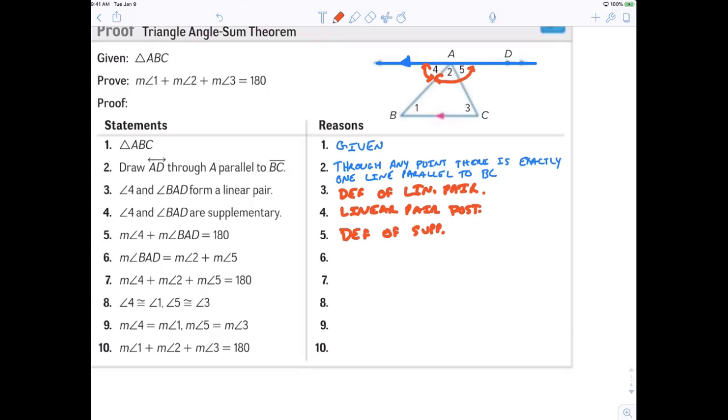Now, somebody tell me why the measure of angle BAD is equal to the measure of angle 2 plus the measure of angle 5. Come on, we can do this. So this angle right here, there you go, thank you very much. Angle addition postulate. Angle 2 plus angle 5 equals BAD. Angle addition postulate.